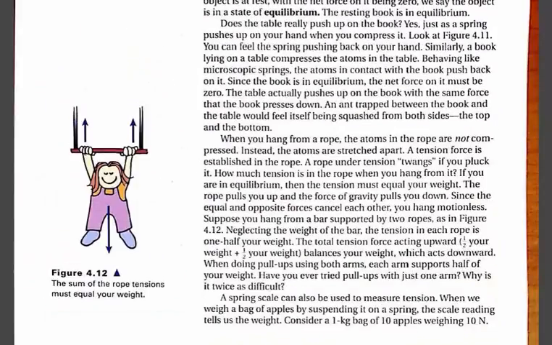Let's look at the girl hanging on the bar. So the sum of the rope tensions must equal her weight. The rope tensions means the force in this rope and the force in this rope. Those two forces together have to add together to equal her weight. For example, if she weighs 100 pounds, there has to be 50 pounds in this rope, 50 pounds in this rope.